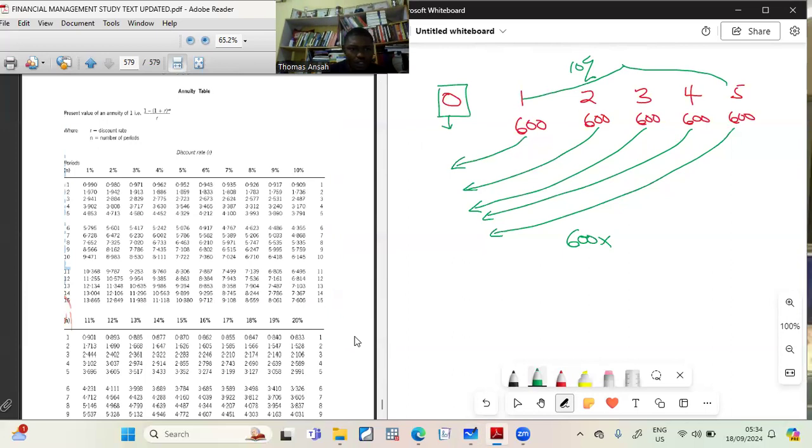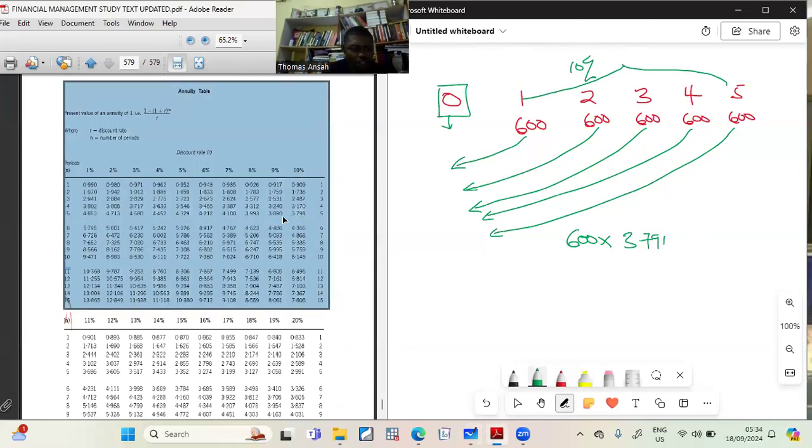So annuity, 10% for 5 years, that gives us 3.791. So this is it. Now, if I multiply my 600 by 3.791, what I get is 2274.60. So this is it.